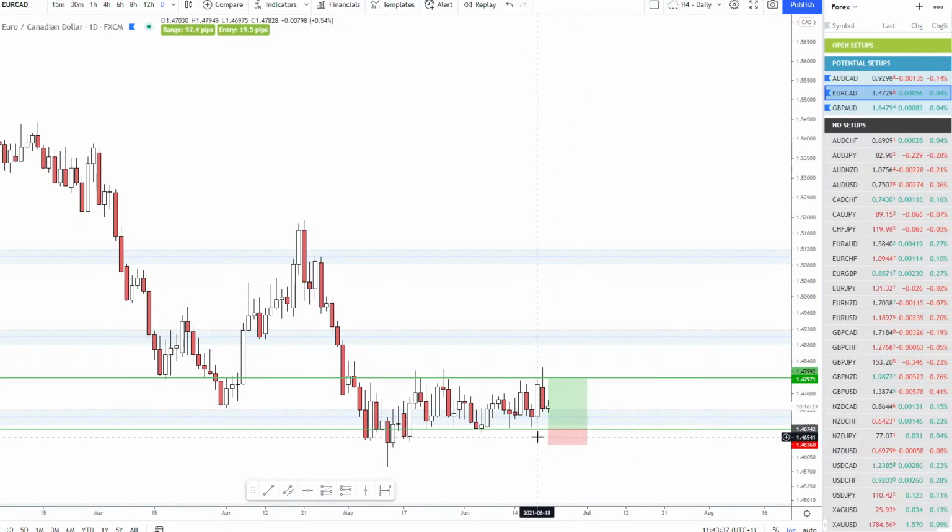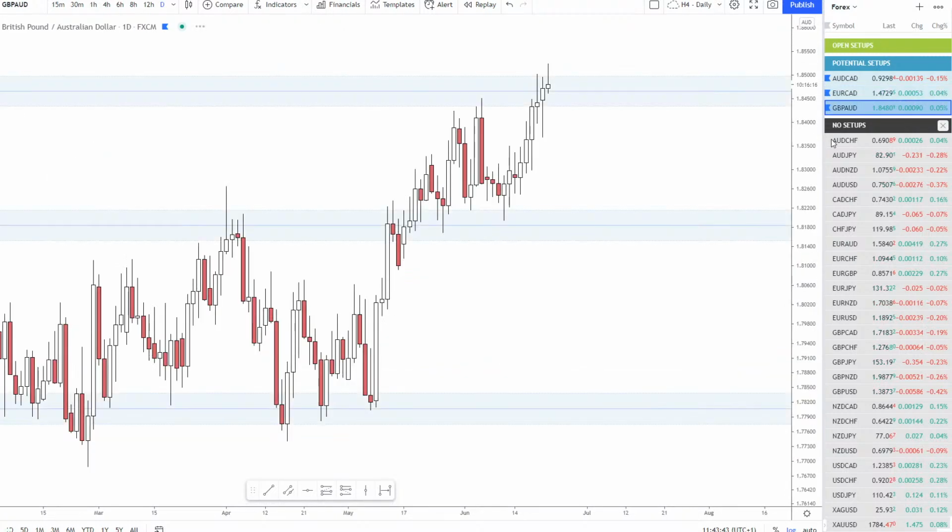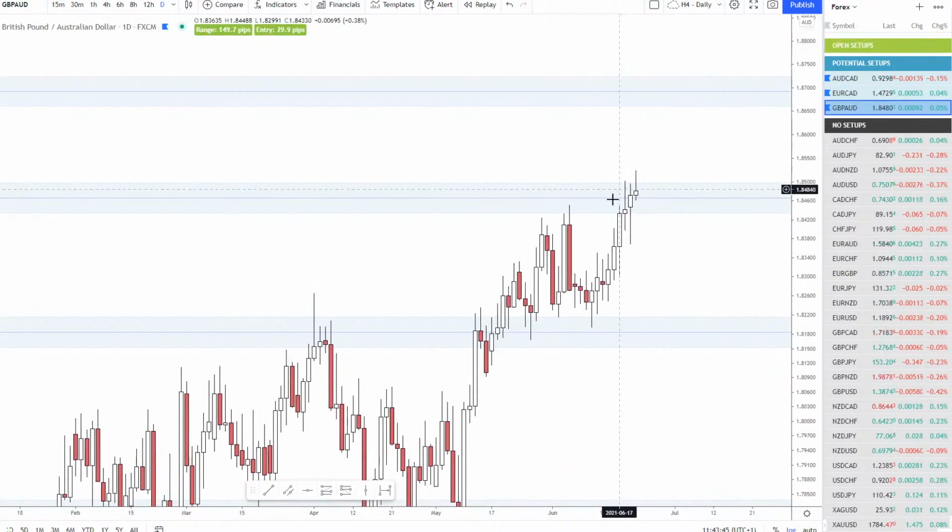EURCAD, just waiting for price to push to the bottom of this range for a long range bound trade. And GBP AUD, price stalling out on resistance, just waiting for today's daily candle to close to see what we do from here.